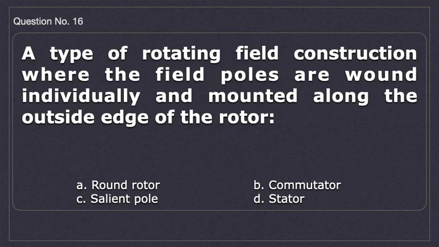Question number 16. A type of rotating field construction where the field poles are wound individually and mounted along the outside edge of the rotor. A. Round rotor, B. Commutator, C. Salient pole, D. Stator. Answer: C. Salient pole.